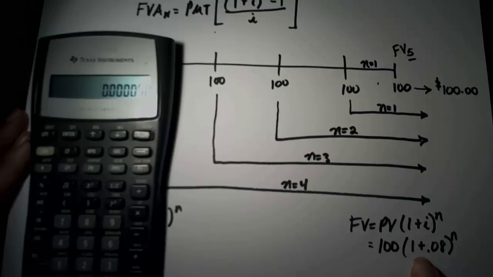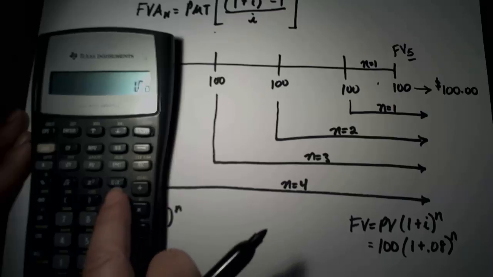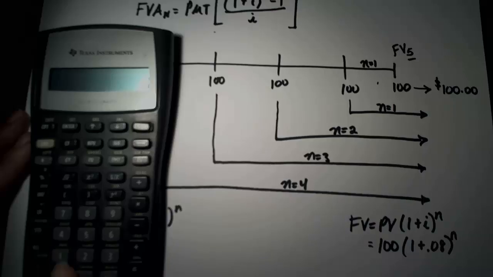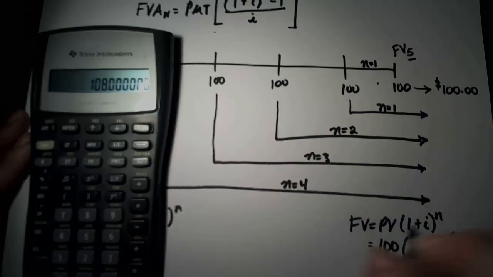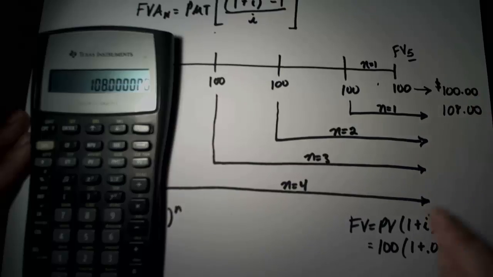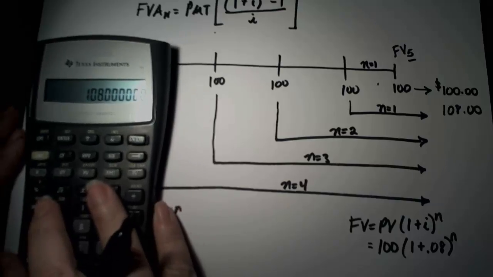Alright, so we've got 1.08 y to the x, and we're only going to invest this money for one period, so 1 y to the x, and we hit equals, then times 100. That's going to give us the value of 108. And again, we probably should be able to do this in our head. I'm trying to move this calculator out of the direct light again.